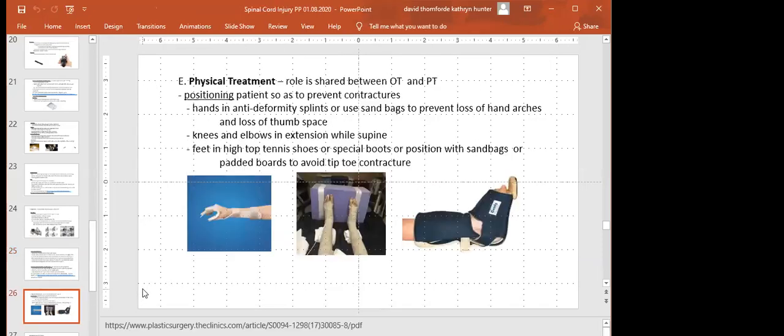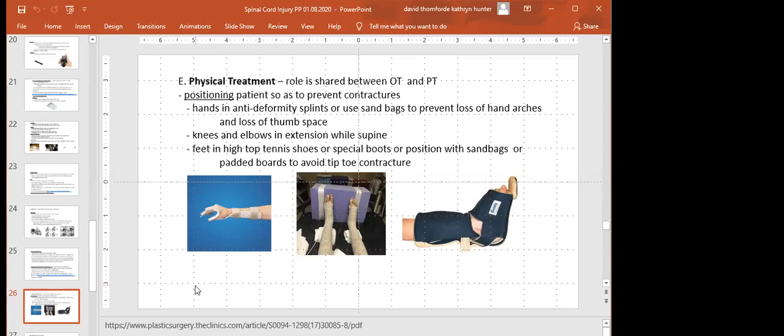Physical treatment. Again, this is the OT and the PT who are working on this together. One thing we do is we want to position the patient to prevent contractures. Now remember, at the beginning, the person with a spinal cord injury may have some edema in their spinal cord, so they may have greater weakness than they would develop later on. And while the swelling in their spinal cord is going down, they are in danger of developing contractures. So you may have a person who has no use of their hands during the acute phase, but after that swelling goes down, they start to develop using their hands.